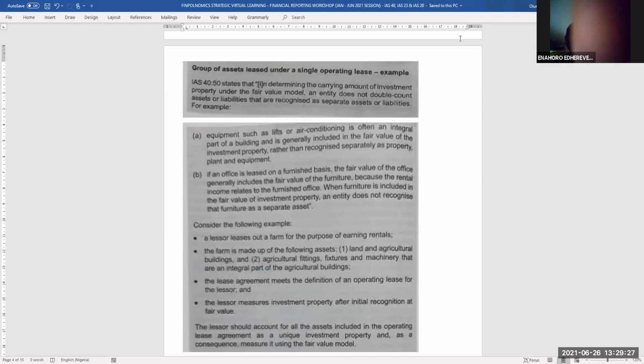The lease agreement meets the definition of an operating lease for the lessor, and the lessor measures investment property after initial recognition at fair value. The lessor should account for all the assets included in the operating lease agreement as a unique investment property, and as its consequence, measures it using the fair value model.